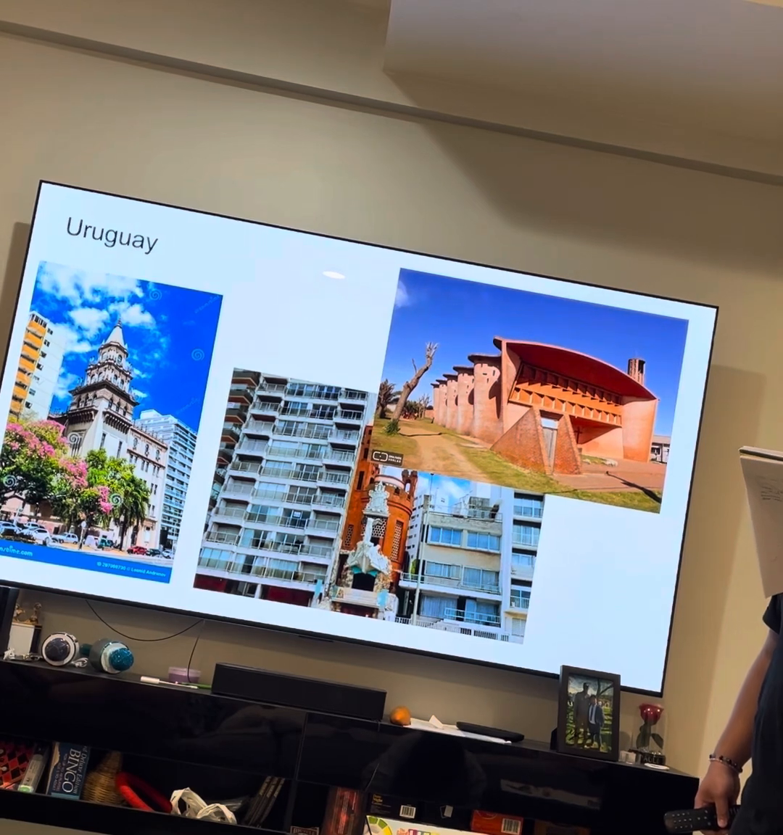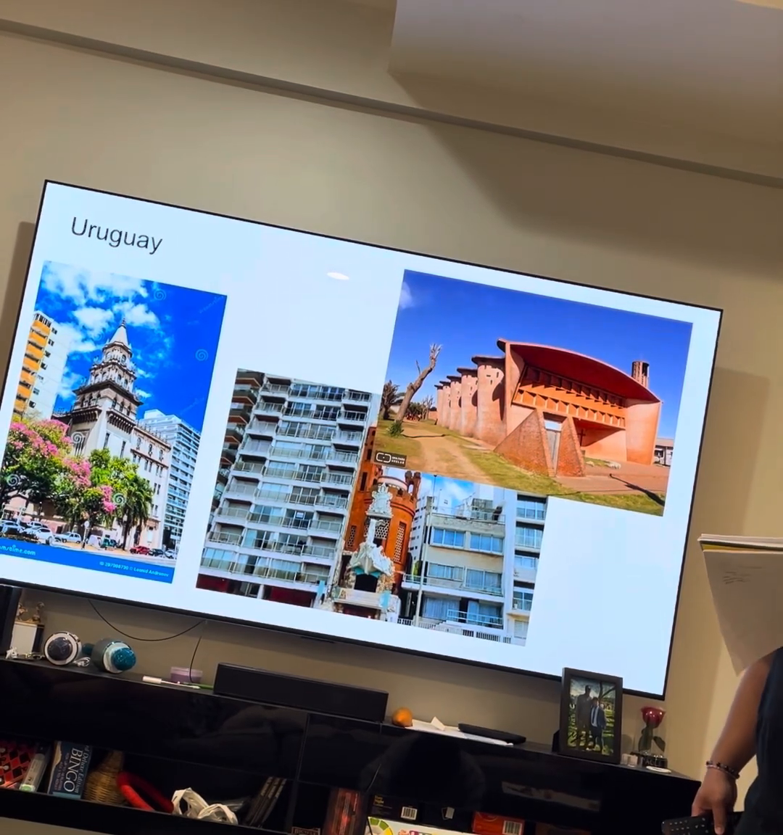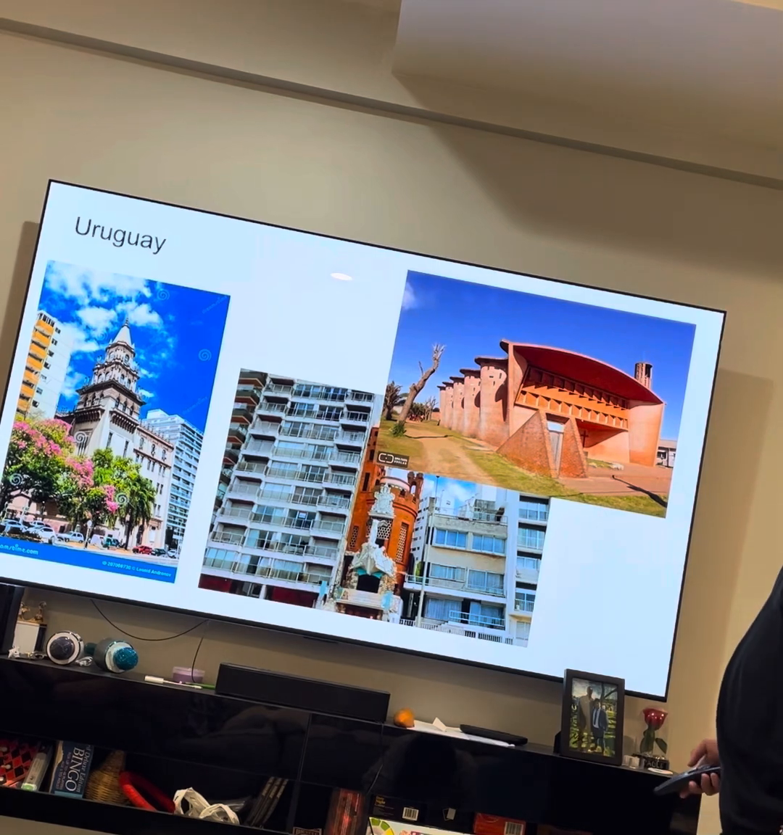Elaborate detailing and Spanish colonial architecture as well.